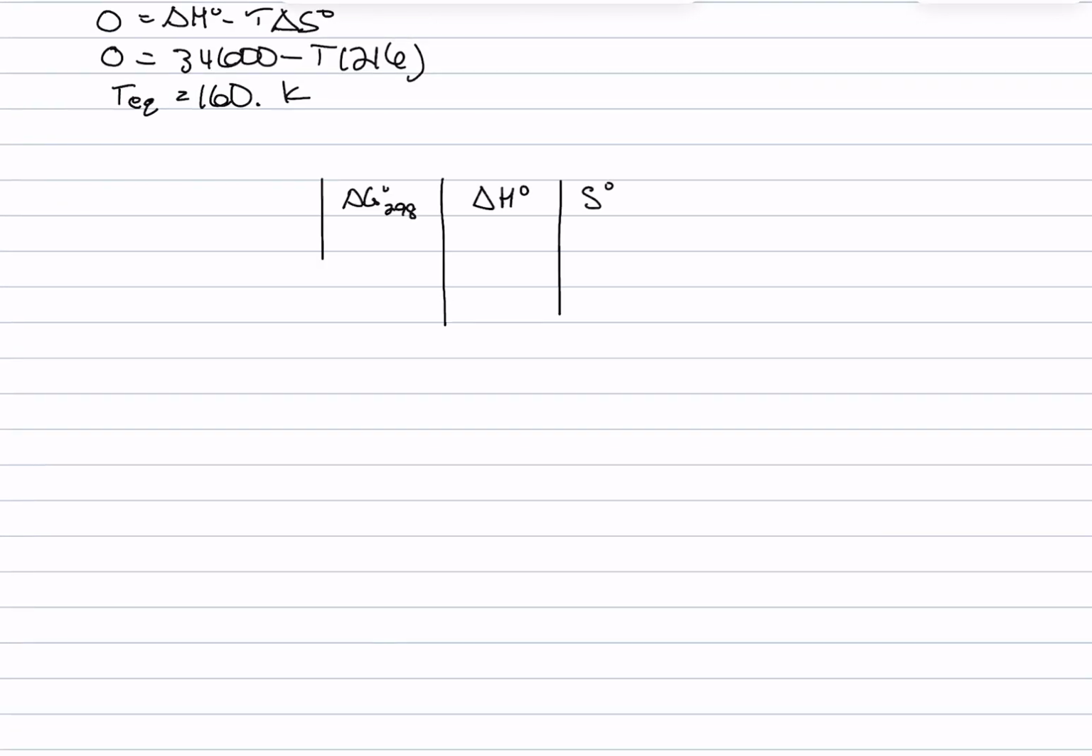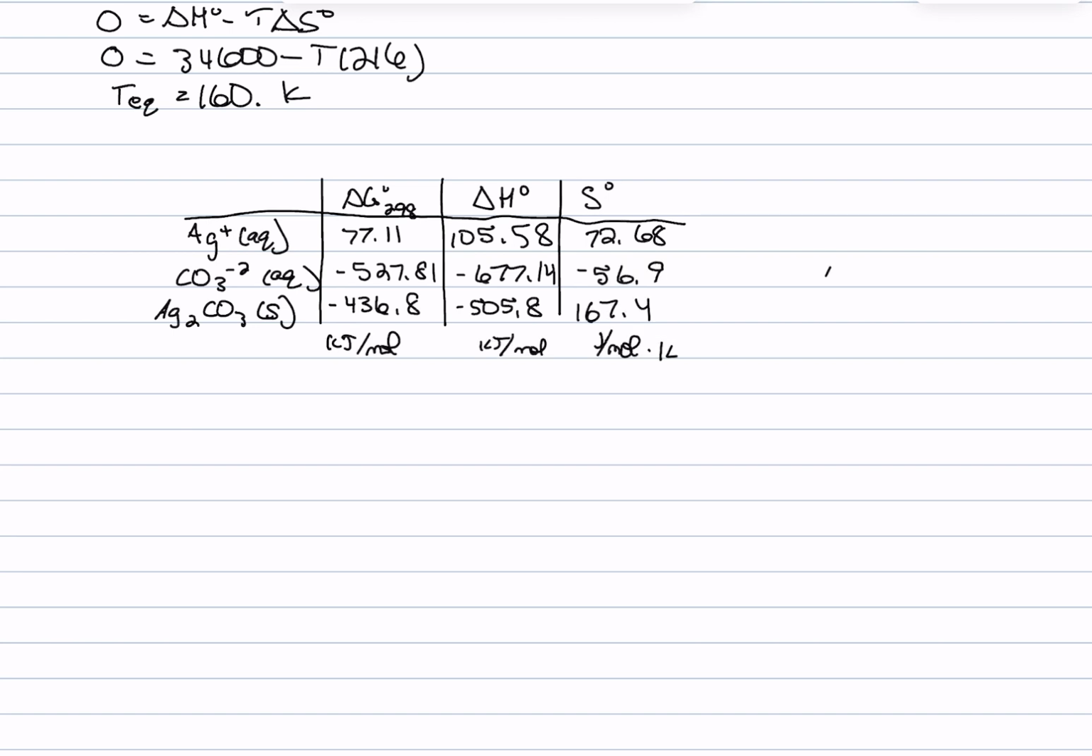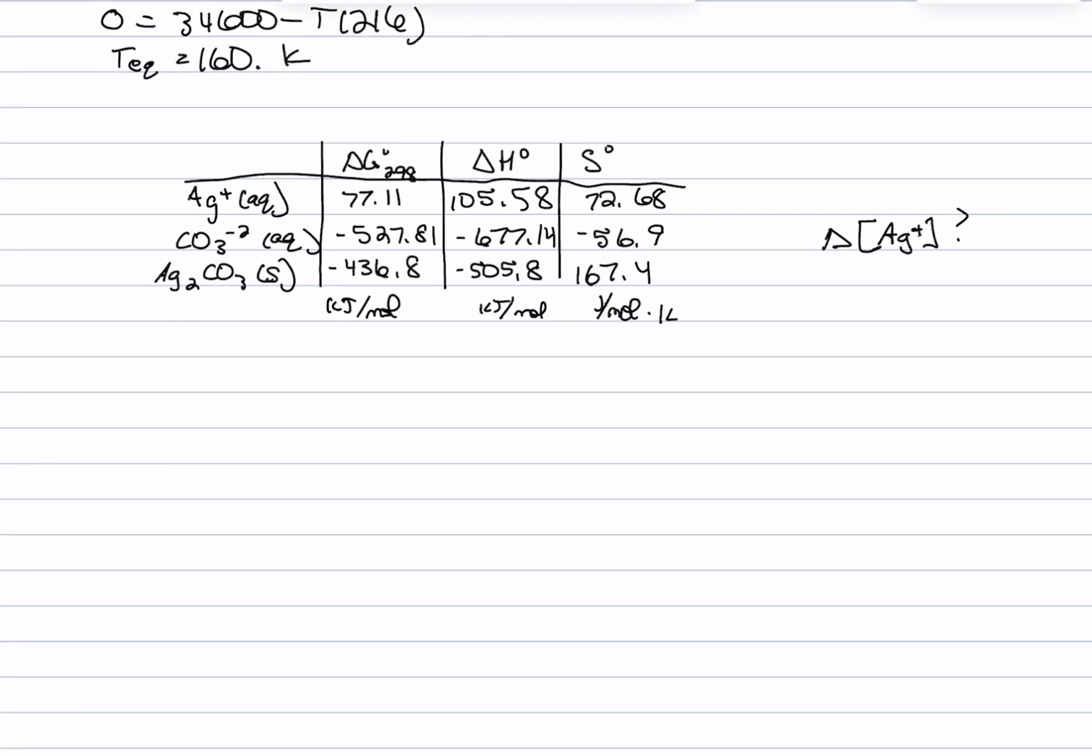Our final problem involves equilibrium and thermo. And so we're given this following table with the delta G standard at 298 Kelvin and the delta H standard and S standard. And we are asked to find the change in the concentration of silver ions. So we can do this using KSP at 298 and KSP at 370.